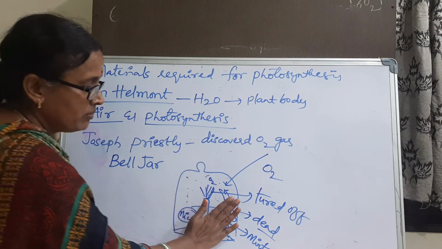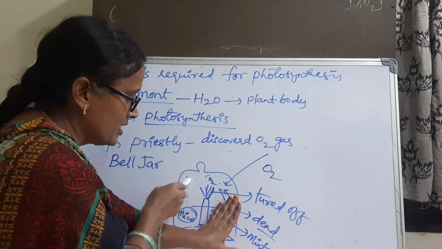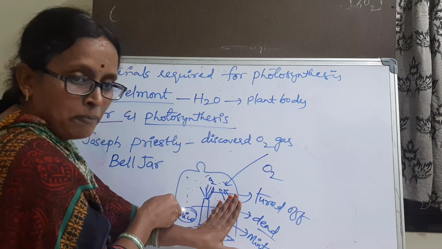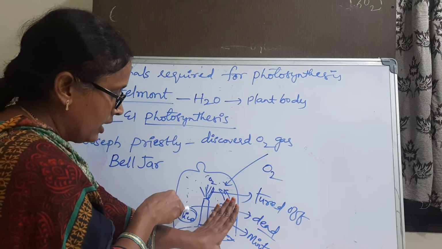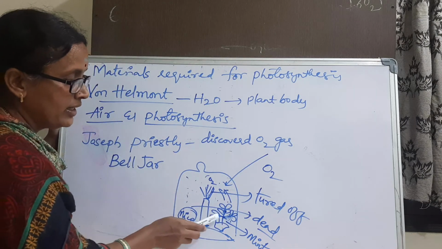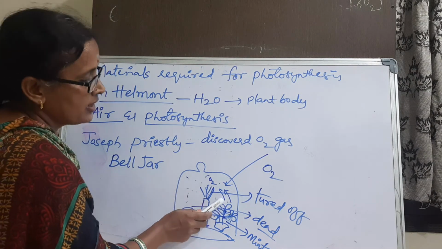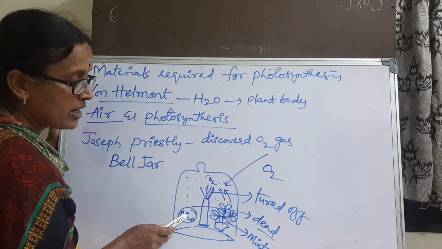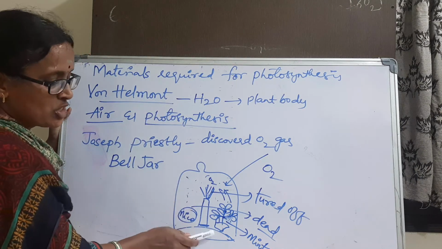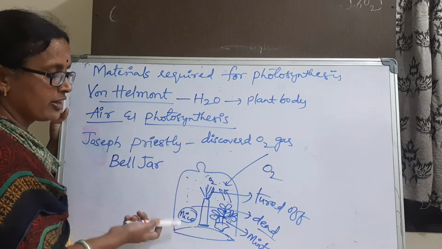That is what happened the first time, before placing the mint plant. Some gases are released in the air, they damage the atmosphere of the bell jar, which causes the death of the mice and turns off the candle. And next when he placed the mint plant, he concluded that the harmful gases released by the burning candle and mice are restored by the plant. So plants restore the air which breathing animals and burning candles remove.